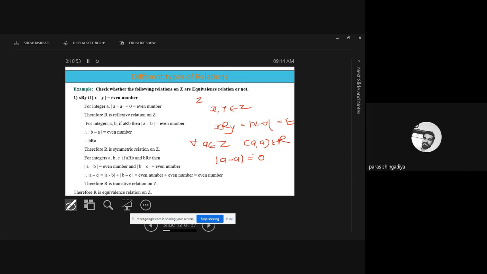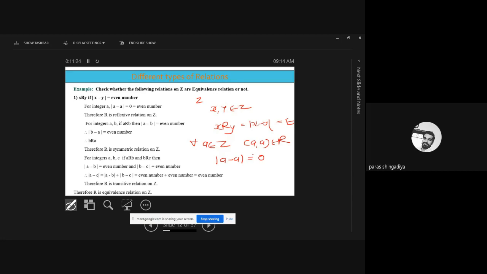So a minus a is equal to 0, and we know that 0 is an even number. Clear? For every a belongs to Z, what is the answer? That will be 0. For example, 1 minus 1 is equal to 0, 2 minus 2 is equal to 0, minus 1 minus of minus 1 is equal to 0. So for all such cases you will get 0 as the answer.